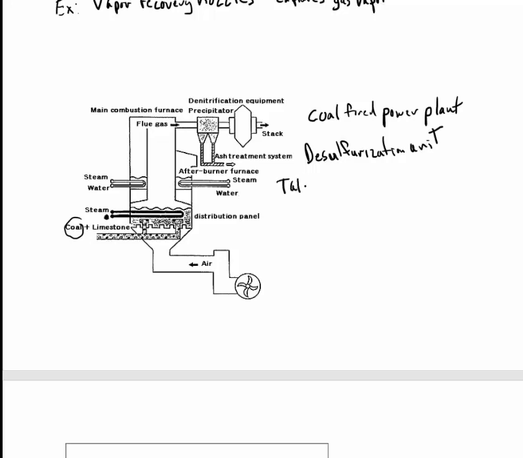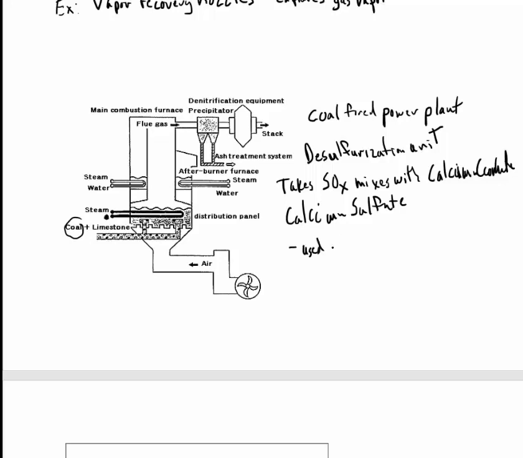So this takes the SOx that would otherwise go into the air, mixes with calcium carbonate, and makes calcium sulfate. And if you're sitting in your house right now, if you look at the wall, you're looking at calcium sulfate, because calcium sulfate is used to make wallboard. So they can actually sell it as a valuable product.